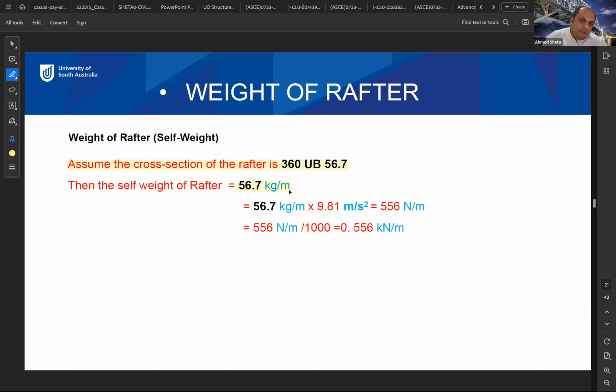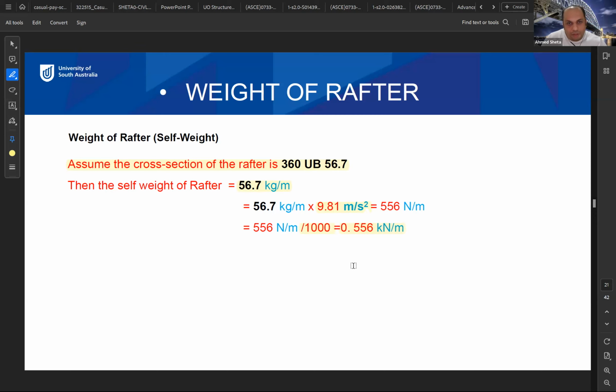Yeah, because it's already given to us as per meter, so we don't have to multiply by the load width, right? What we just need to do is convert by multiplying by 9.81 divided by 1,000. So the final answer is 0.556 kilonewton per meter.